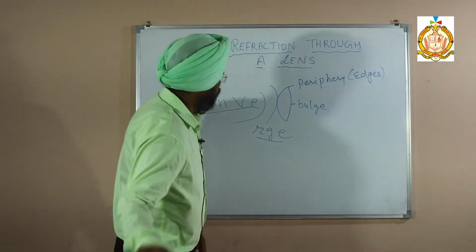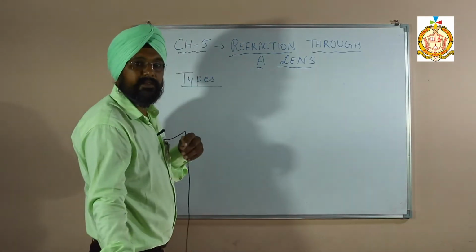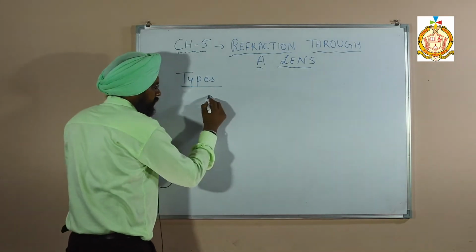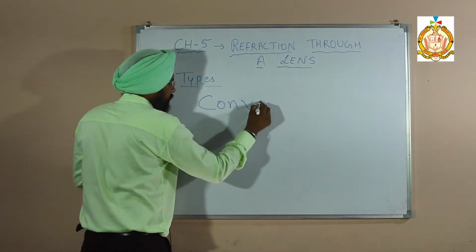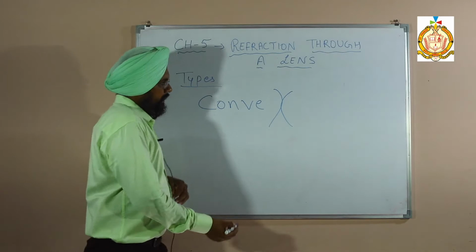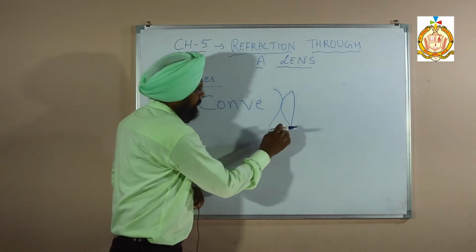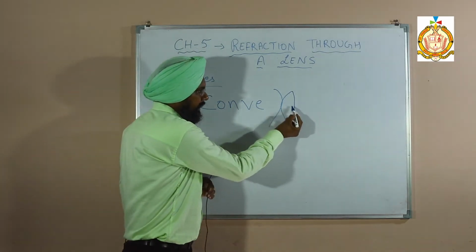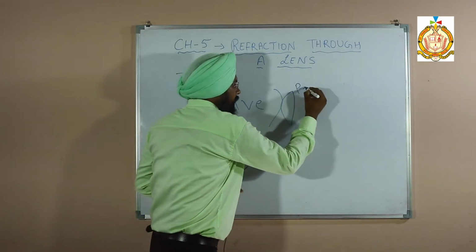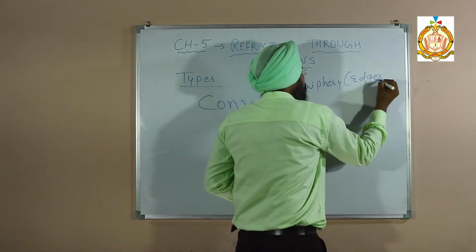First of all, the types, the names, I am writing them clearly, so you just see how I am writing. The first type is convex. I am just keeping the X big, there is a reason. Make the X like this, because the lens is thick at the center and thin at the periphery. This is called the periphery, or we can say the edges also.